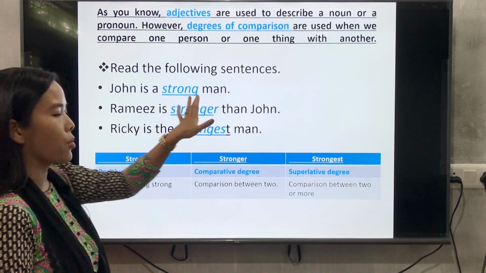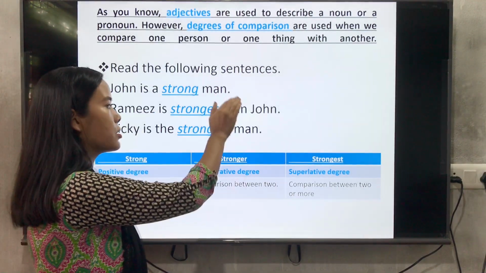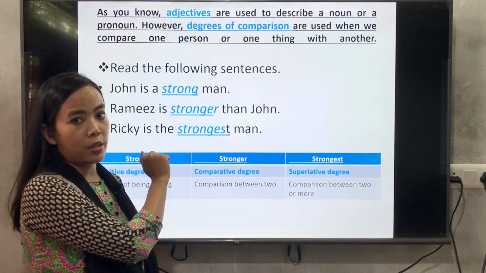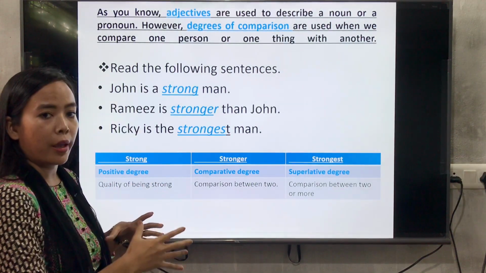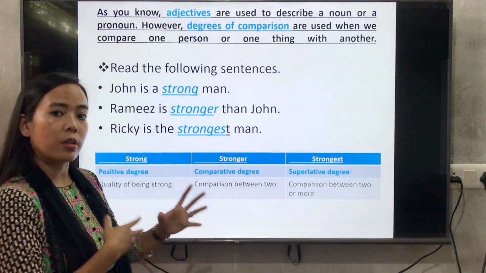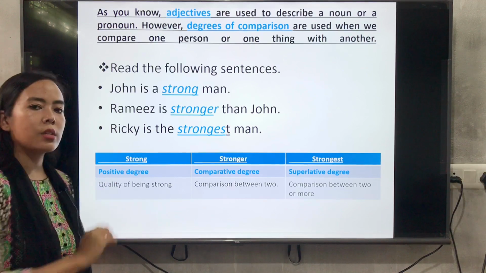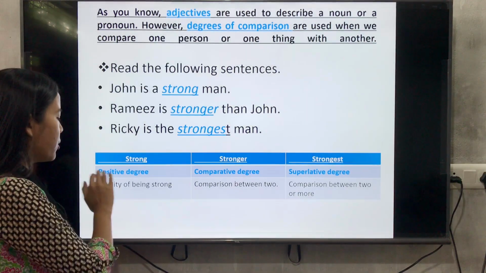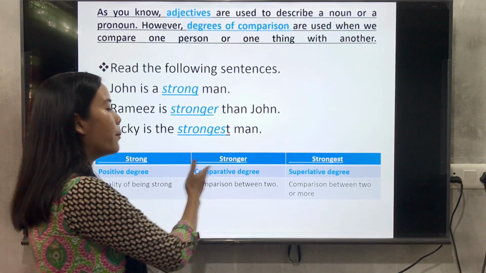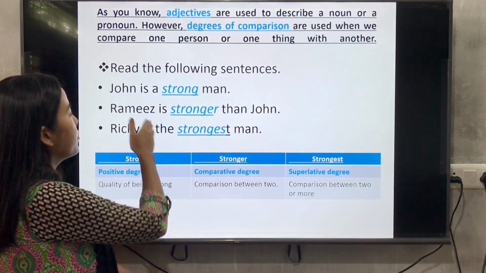John is a strong man. Ramesh is stronger than John. Ricky is the strongest man. These three highlighted words are adjectives, but when we compare one person with another, it is called the degrees of comparison. For example, strong. Strong is the positive degree. It just denotes the quality of being strong. And comparative degree, it's the higher degree than the positive degree.